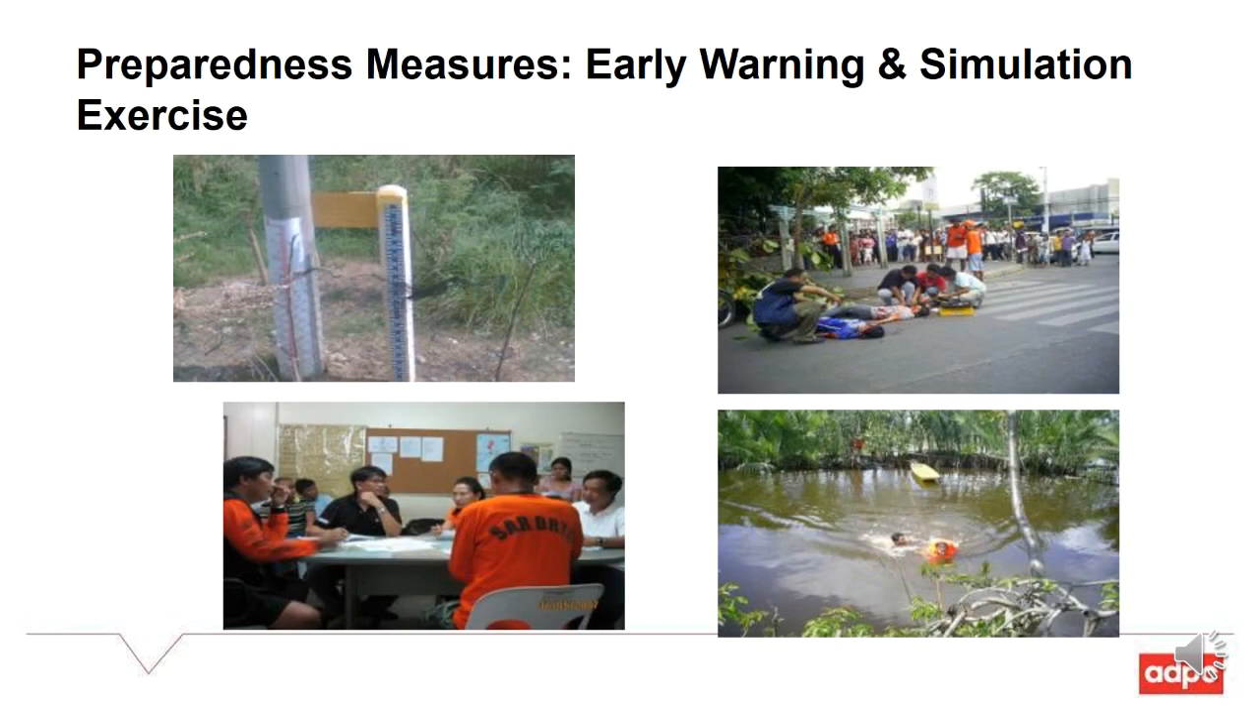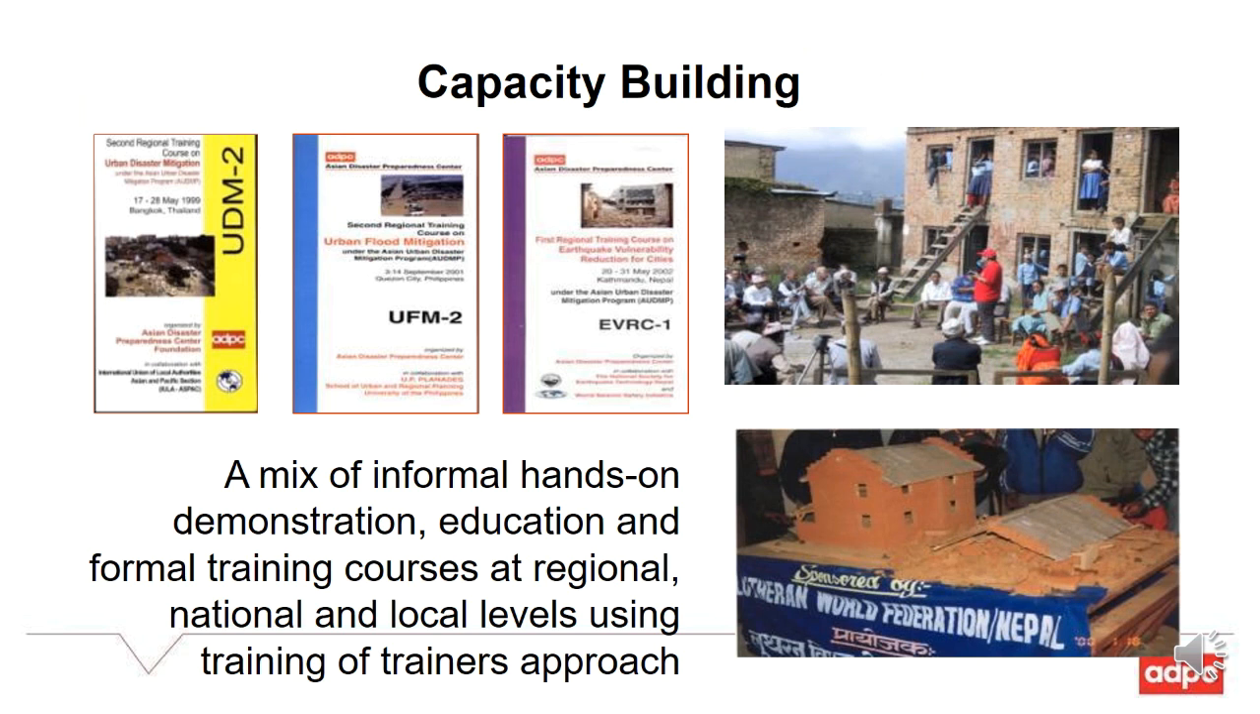Some examples of preparedness measures are here. One is early warning and simulation exercises. Another is capacity building, a mix of informal hands-on demonstration, education and formal training courses at regional, national and local levels using a training of trainers approach.